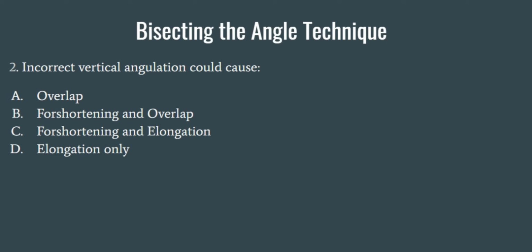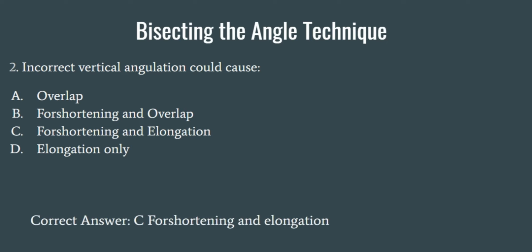And incorrect vertical angulation could cause A, overlap, B, foreshortening and overlap, C, foreshortening and elongation, or D, elongation only. And the correct answer is C, foreshortening and elongation.